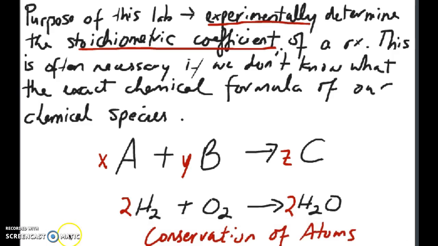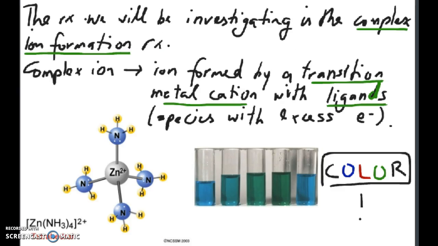Now, this is different than other reactions that you've seen because usually you know the actual formulas of these molecules, so it's easy to balance out the atoms. But if you don't know the actual formulas, you can still do the coefficients, but now you have to do it experimentally. So let's first talk about the actual reaction that we would be working on.